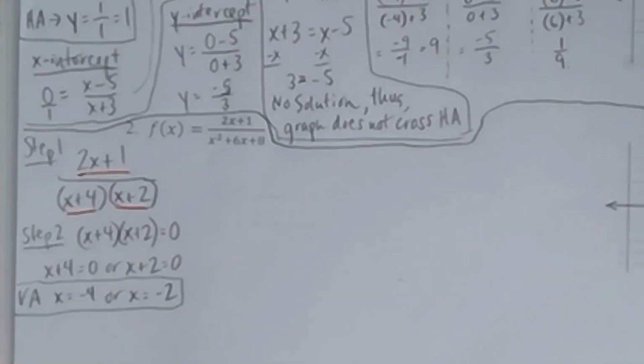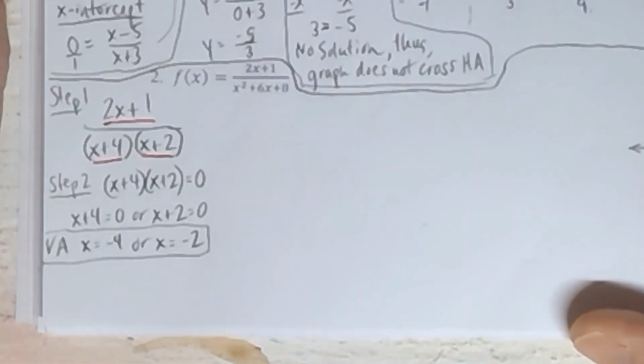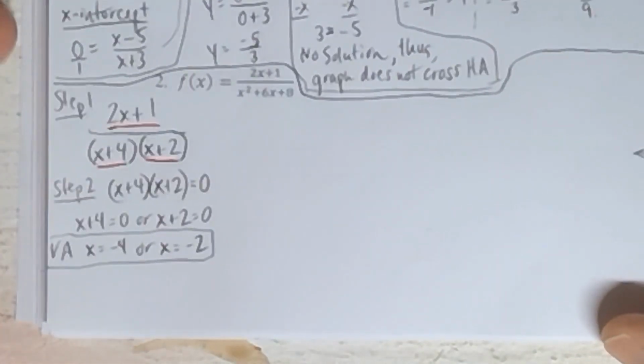There's 2 of them this time. So we're going to have a little bit more work to do this time in the final graph, but we'll get through it. All right, how do we find those horizontal asymptotes?